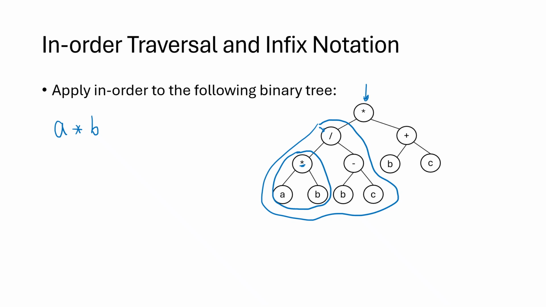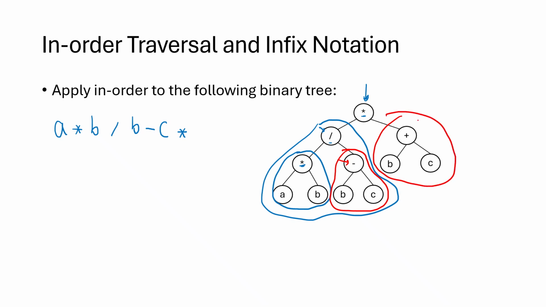Now we are completely done with the left side of the division. So after we are done with the left side, then we process the node itself, which is division. Then we go to its right side. So we go to this binary tree on the right side of the division. So now we are at this node. We don't write down the subtraction yet because first we need to go to its left subtree, and there we see a B. Then we go back to the top node, the subtraction. Then we go to the right, C. Now we have finished everything on the left side of the multiplication on the top, so it's time for the multiplication. After that, we go to the right side of the root node.